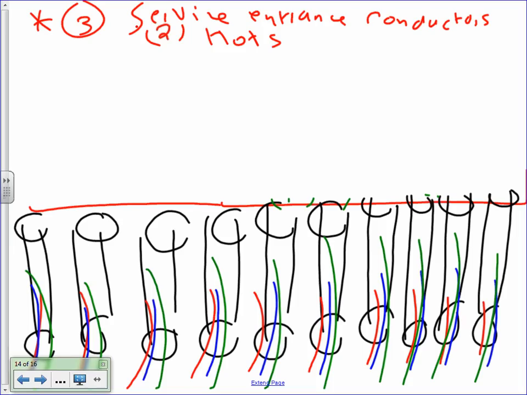Here's what I always say, guys, when you size a panel like this: match the overcurrent protection device. So the first thing you're going to write to yourself is match the overcurrent protection device. And why do we match it? Because of Article 240.